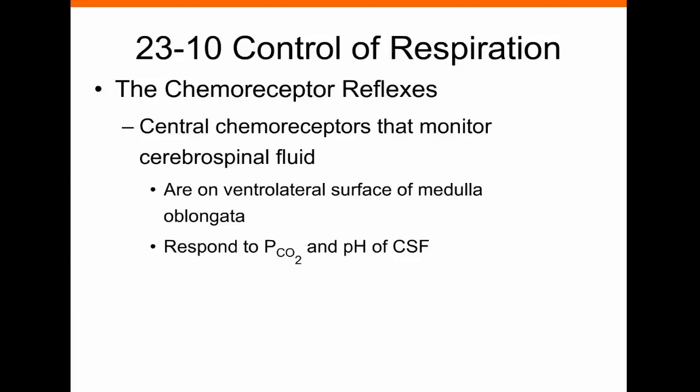So for the chemoreceptor reflexes, these are the central chemoreceptors that monitor the cerebrospinal fluid. Remember, the cerebrospinal fluid is the clear fluid that bathes the brain, so it would be the first change in the cerebrospinal fluid that would be sending that message to the brain. And they're on the ventrolateral surface of the medulla oblongata, and they respond to changes in the partial pressure of carbon dioxide, and also the changes in pH of the cerebrospinal fluid.